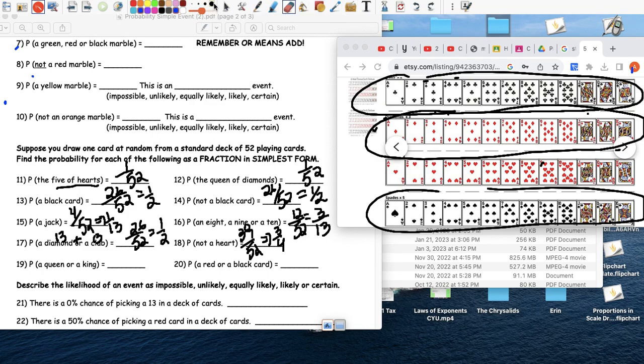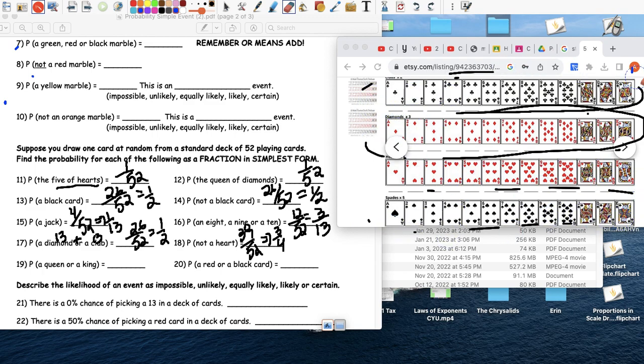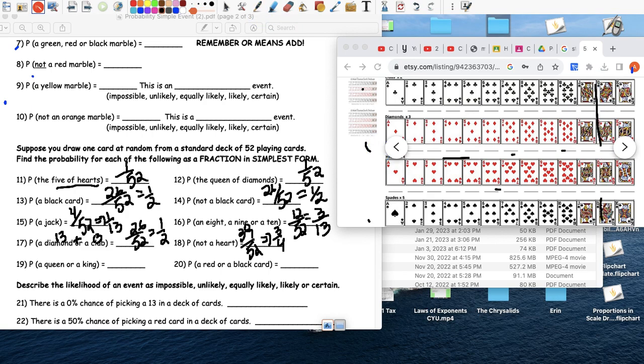A queen or a king? Alright, so queens here, 4 queens. 4 kings. So how many queens and kings? There's 8. So there's 4 queens plus 4 kings. We get 8 out of 52, which simplifies to 2 over 13. A red or a black. If it's red or black, it's all the cards in the deck. So that's 52 out of 52, which simplifies to 1.